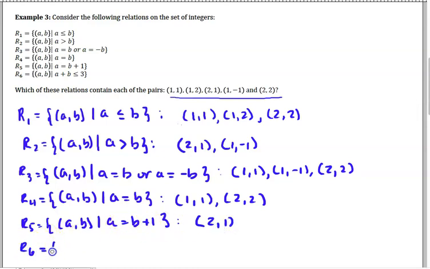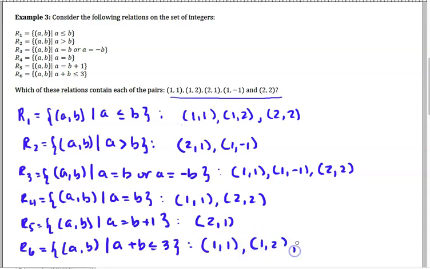And the last set is the set of points where a plus b is less than or equal to 3. That fits with (1, 1), (1, 2), (2, 1), and (1, -1), but not with (2, 2). All right, as I said, we're going to revisit these relations again when we talk about properties of relations.